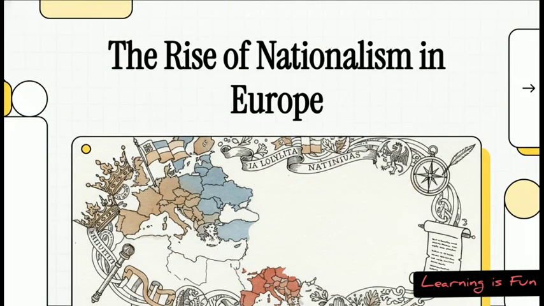Today, we're going to talk about an idea so powerful, it literally redrew the map of an entire continent. I mean, we're talking about nationalism and how it completely transformed Europe from this land of kings and empires into the world of nations we all recognize today. So how on earth did that happen?